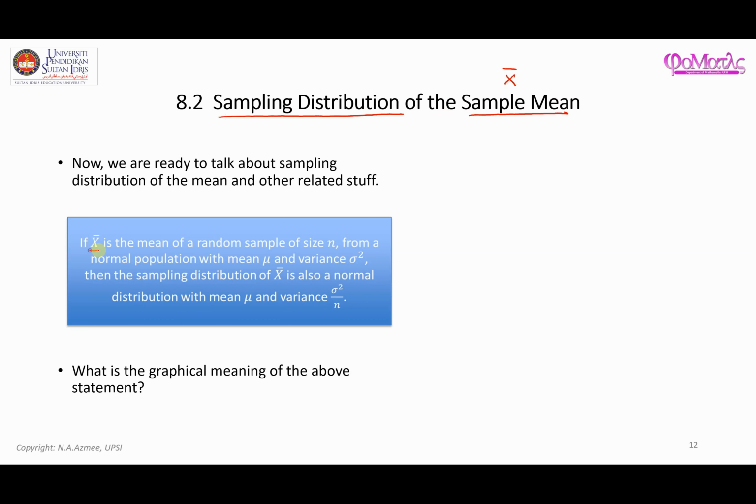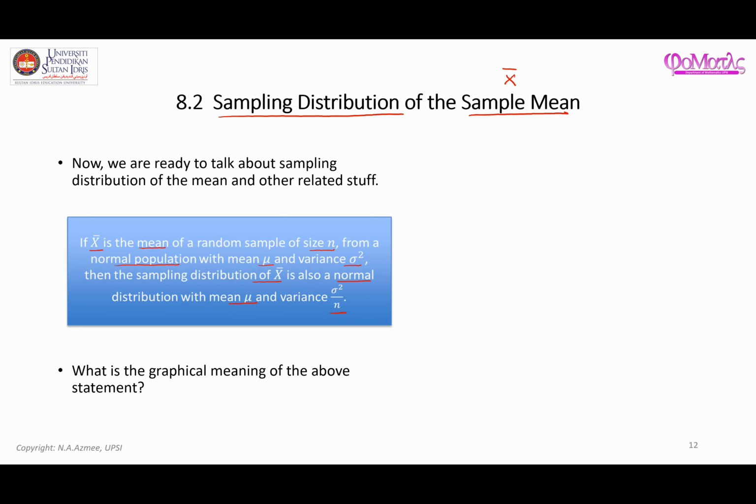Well, if x bar is the mean of a random sample of size n from a normal population with mean mu and variance sigma squared, then the sampling distribution of x bar is also a normal distribution with mean mu and variance given by this one, sigma squared over n.